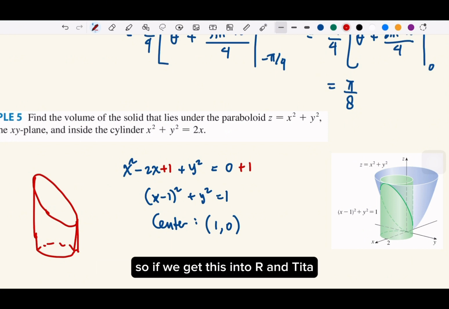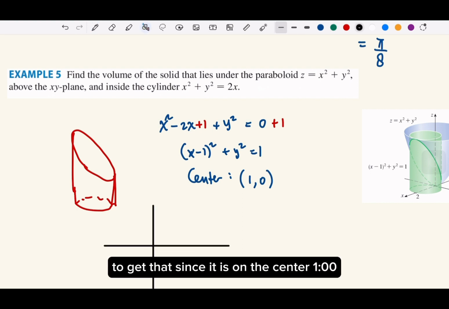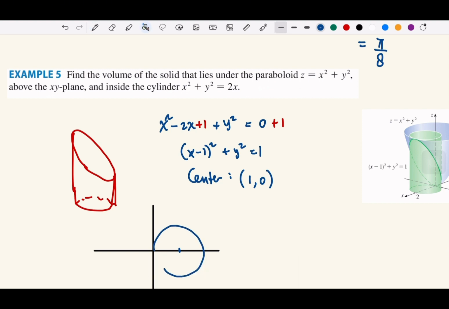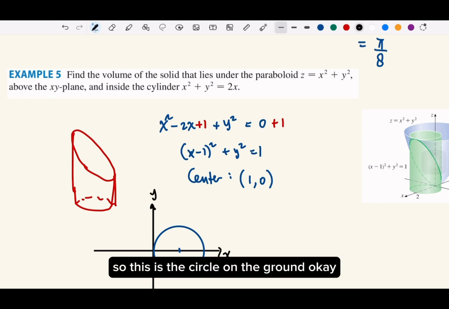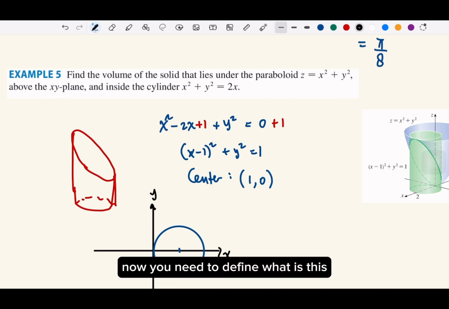So we get this into r and theta, which means that since it is on the center 1, 0, I will just put 1 here. So this will be the center, and this will be the circle. This will be x and y. So this is the circle on the ground. Now we need to define what is this. What is the curve, right?